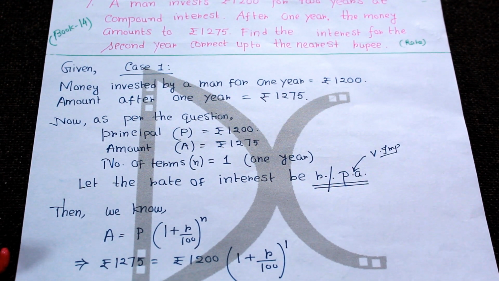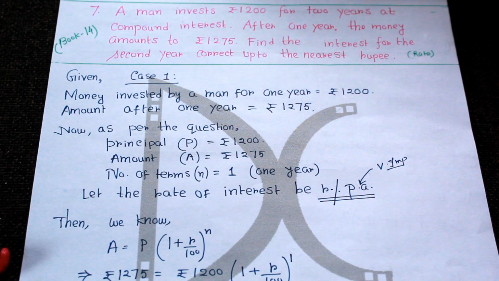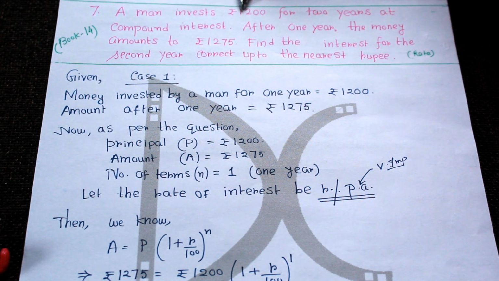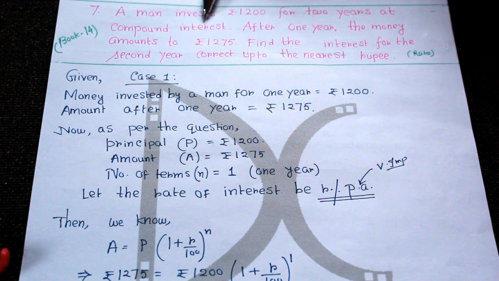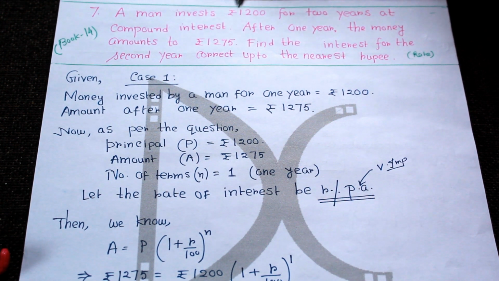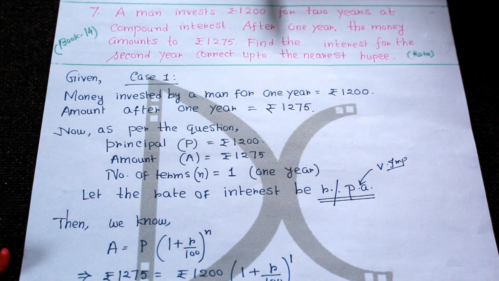So see what they are telling in this sum. A man invests rupees 1200 for 2 years at compound interest. Okay, this person invests rupees 1200 for 2 years, at compound interest.